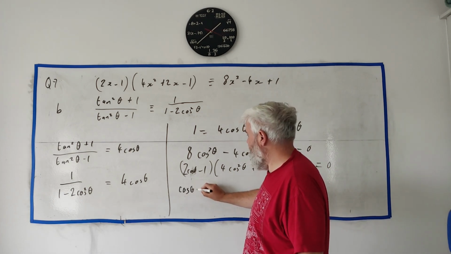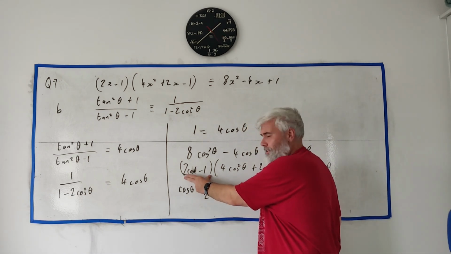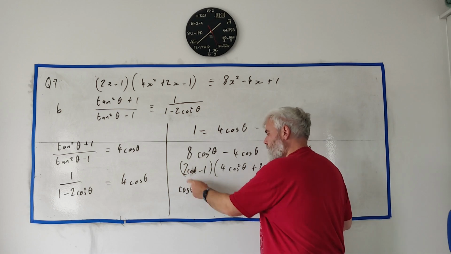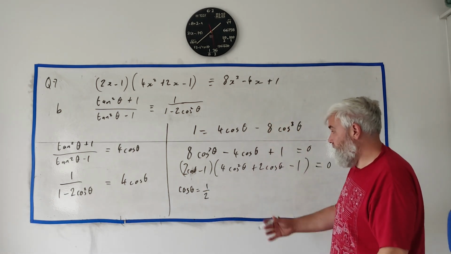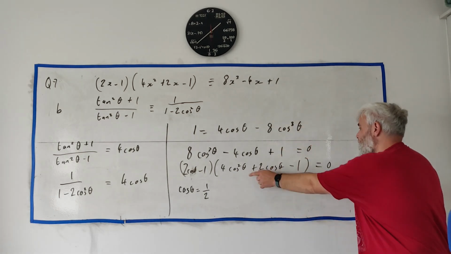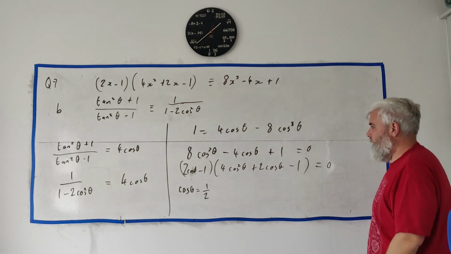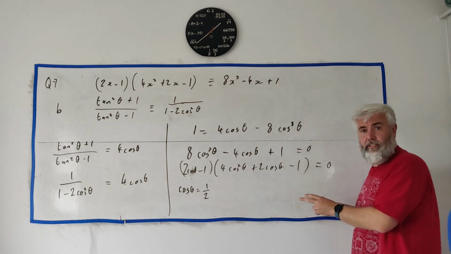If we put the first bracket equal to 0, the 1 comes over and divides by the 2, we get cosine theta is equal to 1 over 2. That's one of the answers we're going to look for in this question. We still need some more. I'm not sure if it's 1 or 2 answers. We should try and factorize this other bracket.